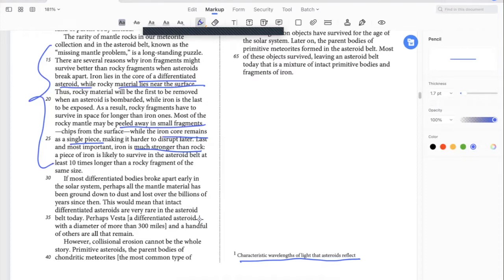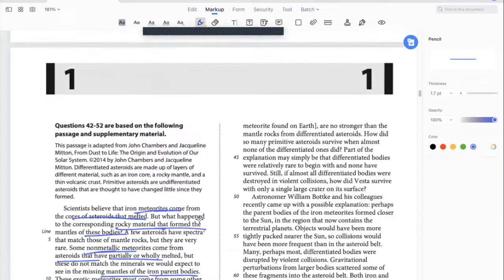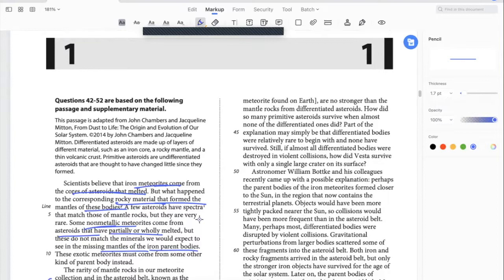Primitive asteroids, the parent bodies of chondritic meteorites, the most common type of meteorite found on Earth, are no stronger than the mantle rocks from differentiated asteroids. How did so many primitive asteroids survive and almost none of the differentiated ones did? Part of the explanation may simply be that differentiated bodies were relatively rare to begin with and none have survived. Still, if almost all differentiated bodies were destroyed in violent collisions, how did Vesta survive with only a single large crater on its surface?